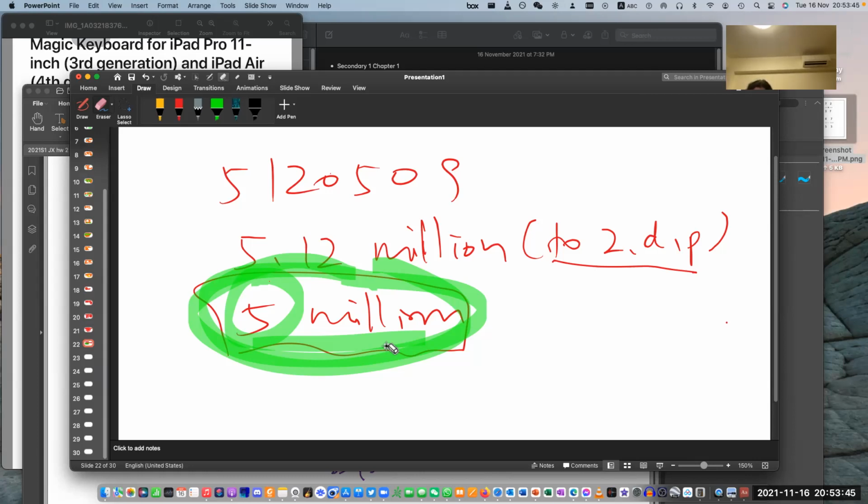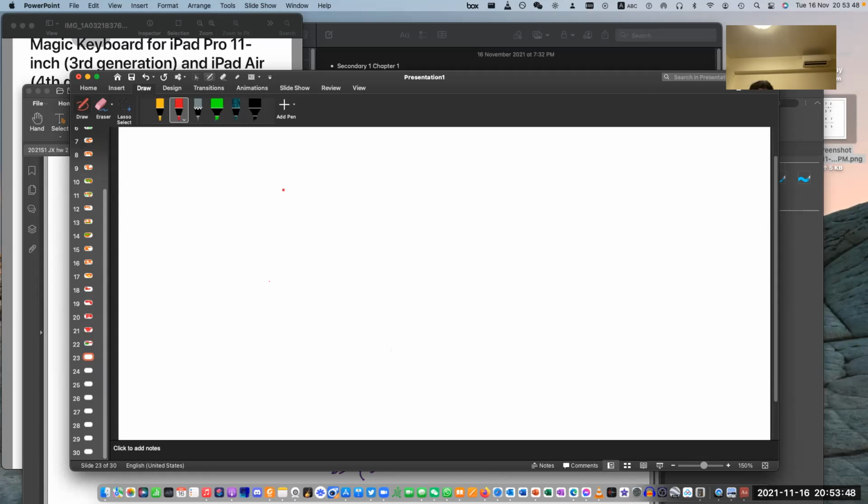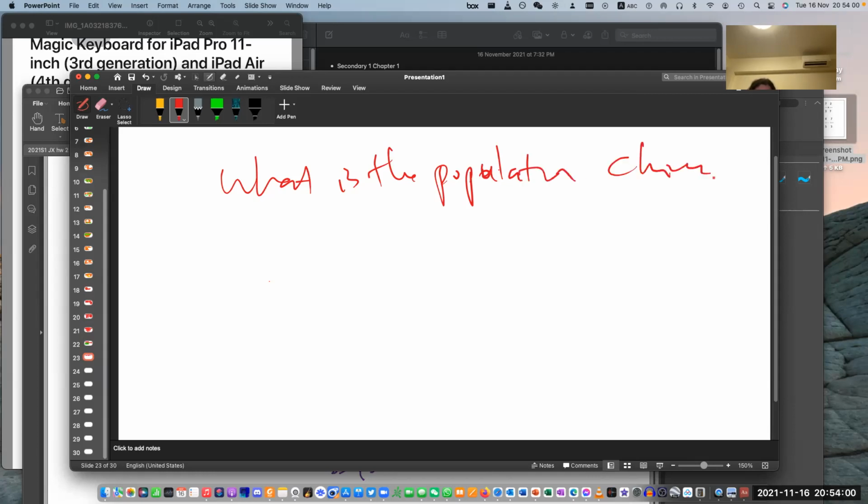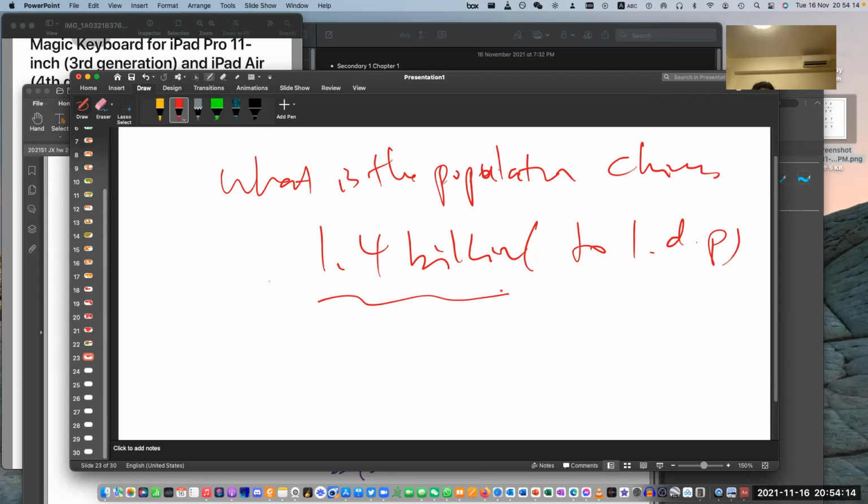So that means if next time you're not sure, let's say, what's the population in China? Do you know? Population. 1.4 billion. Yeah, 1.4 billion, and you are doing to one decimal place. So next time, if you want to tell people 1.4 billion is a round-off answer, it's an estimate, you should add on to one decimal place.